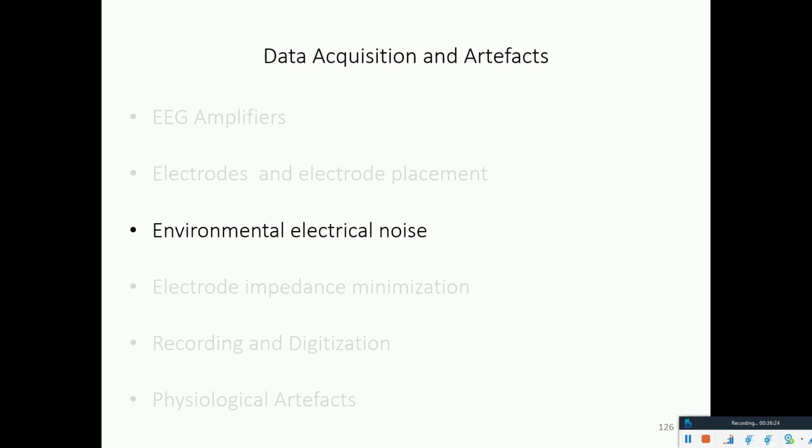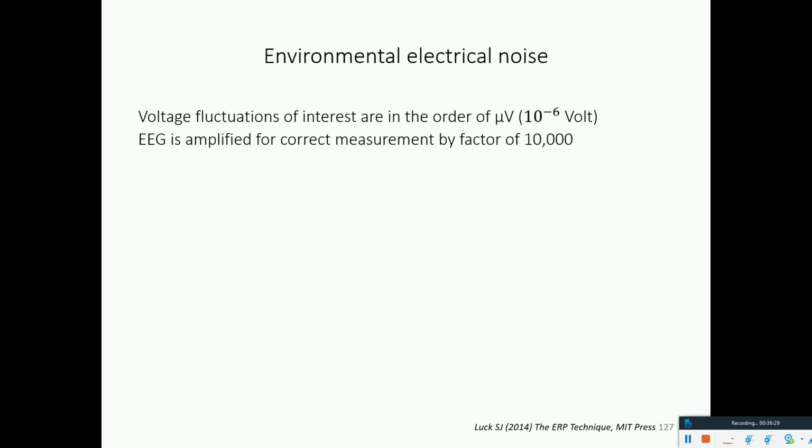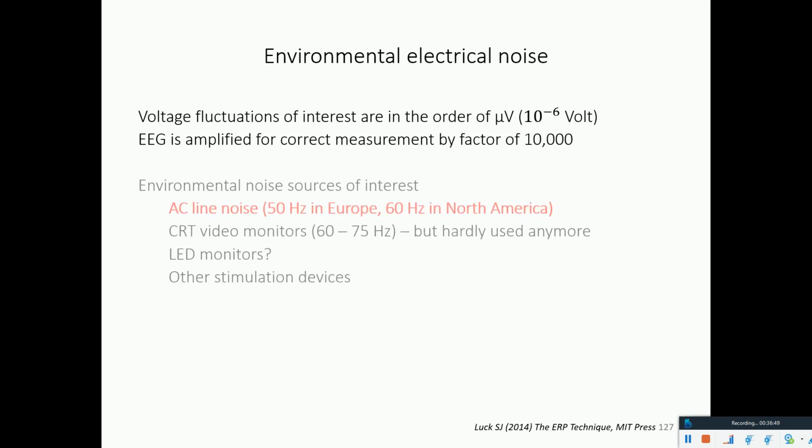Next topic, environmental electrical noise. The voltage fluctuations that happen in the brain are really small, in the order of microvolts, so 10 to the power of -6 volt. And to measure this in a digital manner, the EEG is amplified by a factor of 10,000. But this also means that environmental noise that might be picked up is amplified and needs to be accounted for.